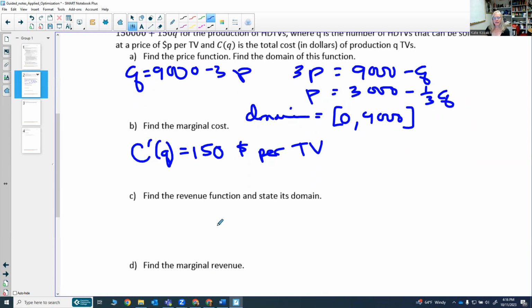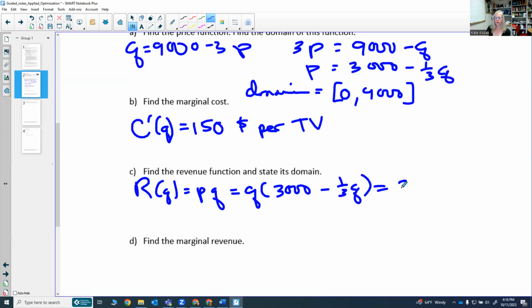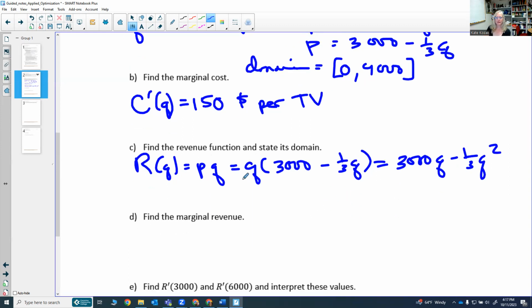Find the revenue function and state its domain. The revenue function is R of Q is equal to the price times the quantity sold. So the quantity times the price we found out it was 3,000 minus 1/3 Q. So 3,000 Q minus 1/3 Q squared. Its domain would be the same as the domain of the price function, sorry, the price function.